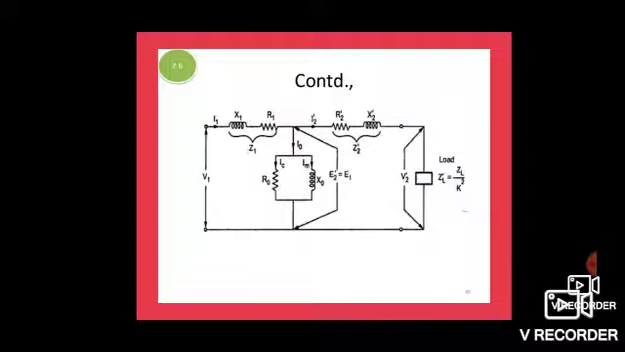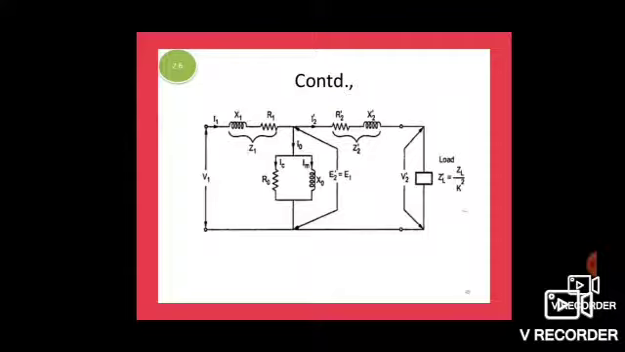V1 is the supply voltage. Z1 is the primary impedance, that is the combination of R1 and X1, and I2 dash is the current flowing through the primary referred to secondary, due to the current flowing through the secondary. R2 dash is the secondary resistance referred to primary. X2 dash is the secondary reactance referred to primary, and V2 dash is the secondary voltage referred to primary. ZL dash is the load impedance referred to primary.